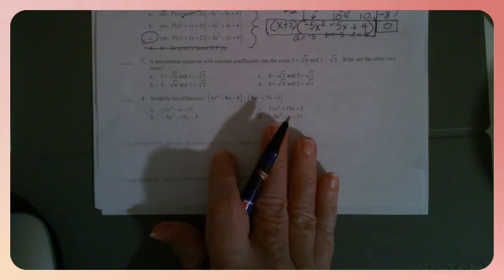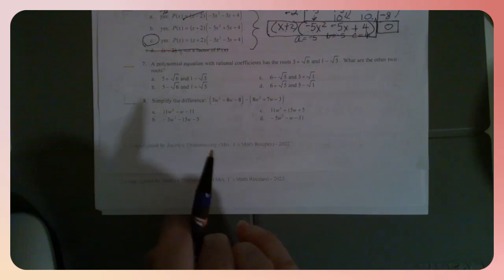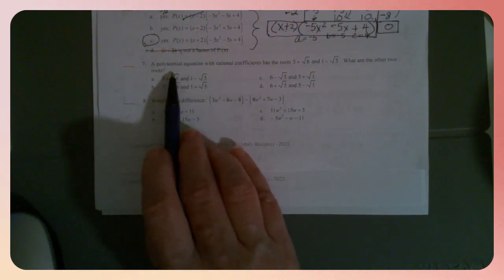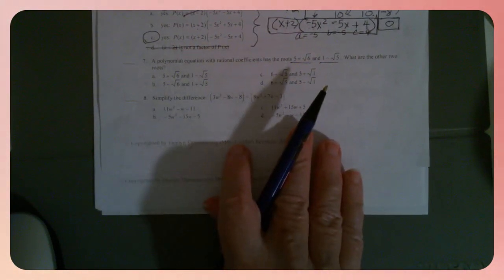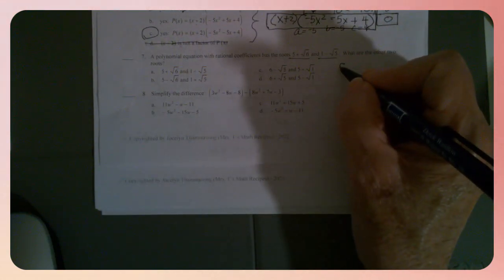All right, question number 7. A polynomial equation with rational coefficients has the roots 5 plus the square root of 6 and 1 minus the square root of 5. What are the other two roots? Okay, if we've got 5 plus the square root of 6, we're going to have 5 minus the square root of 6.